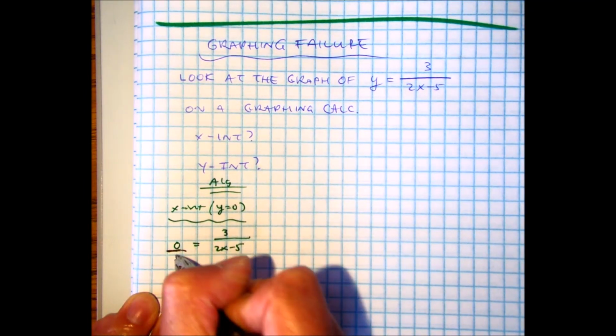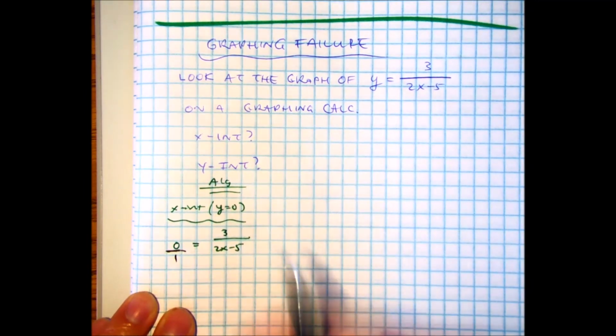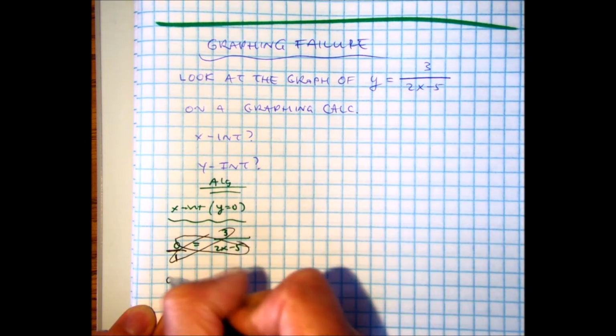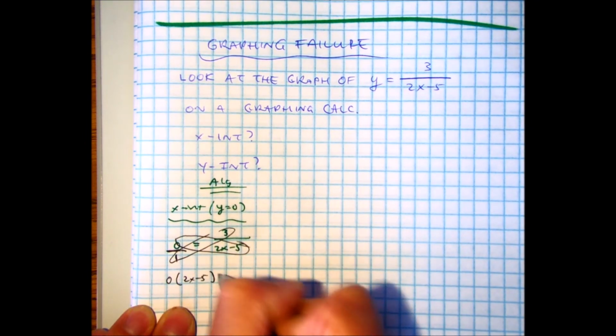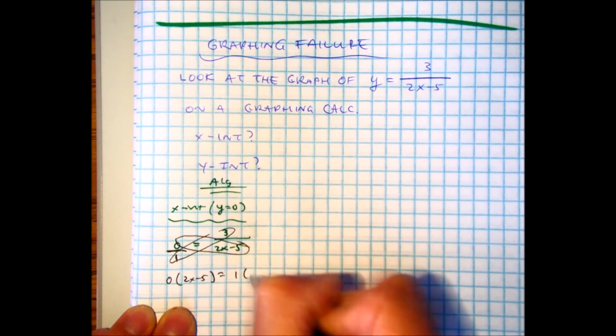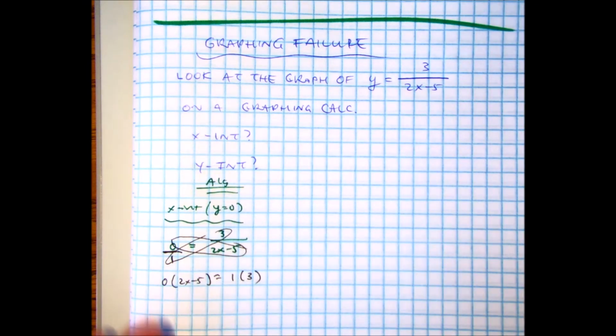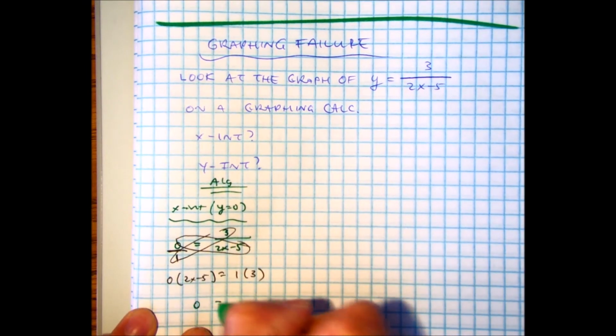Or you may have learned this, make this one a fraction, and then you can cross multiply. 0 times 2x minus 5 equals 1 times 3. Class, what is 0 times anything? 0. And 1 times 3 is?